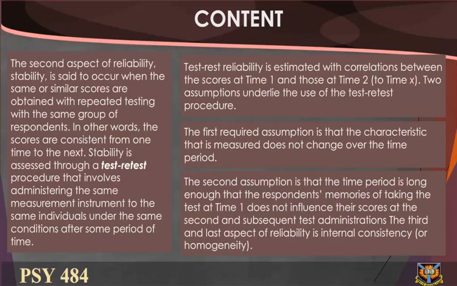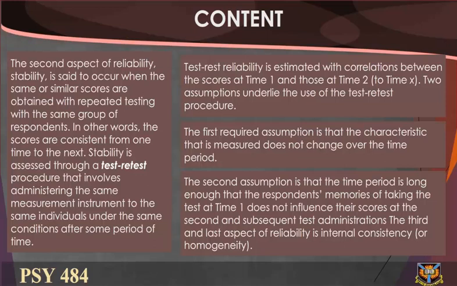The second aspect of reliability, stability, is said to occur when the same or similar scores are obtained with repeated testing with the same group of respondents. In other words, the scores are consistent from one time to the next. Stability is assessed through a test-retest procedure that involves administering the same measurement instrument to the same individuals under the same conditions after some period of time. Test-retest reliability is estimated with correlations between the scores at time 1 and those at time 2 to time x.